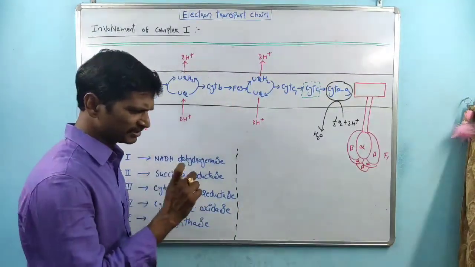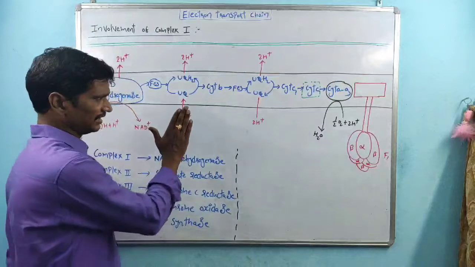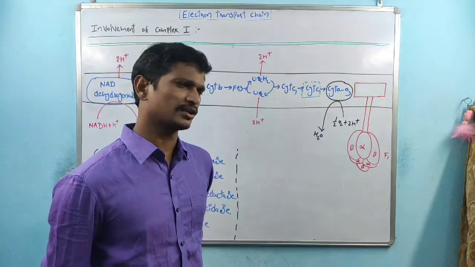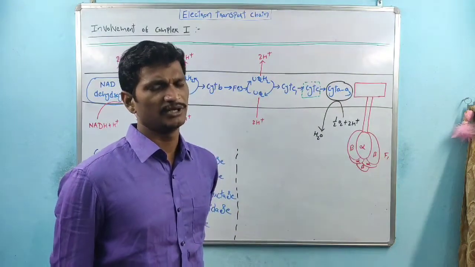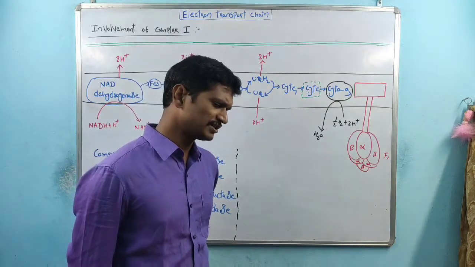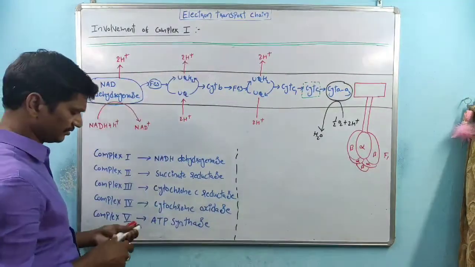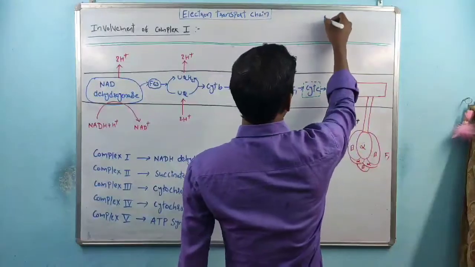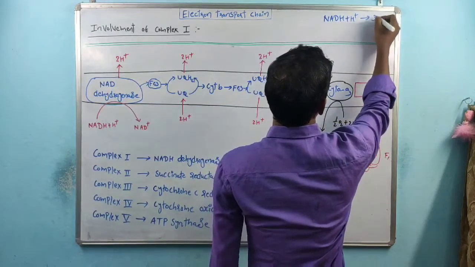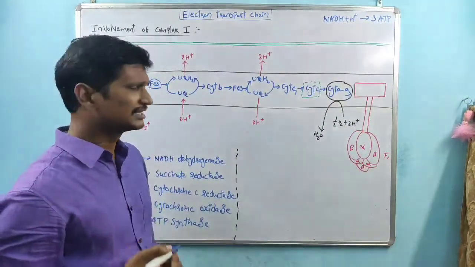The name indicates electron transport chain, but all of you remember, the target here is not the transportation of electrons. Electron transportation is definitely important, but the main concept is the pumping of H plus ions. We see one electron transport chain linked with NADH plus H plus, and that NADH plus H plus is equal to 3 ATPs.